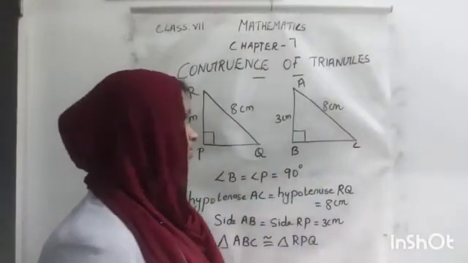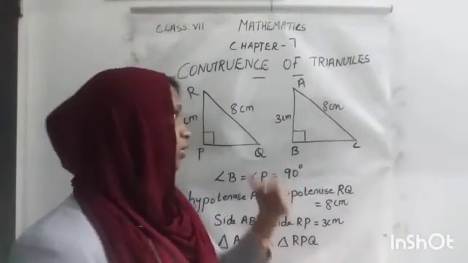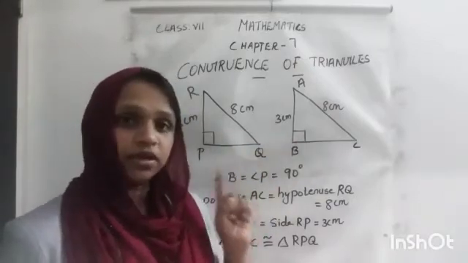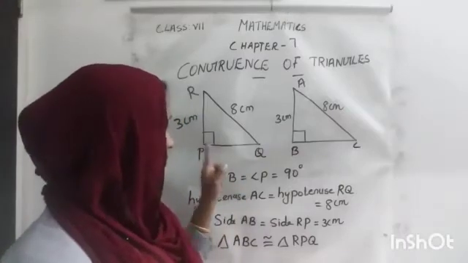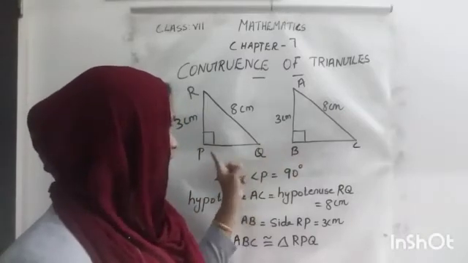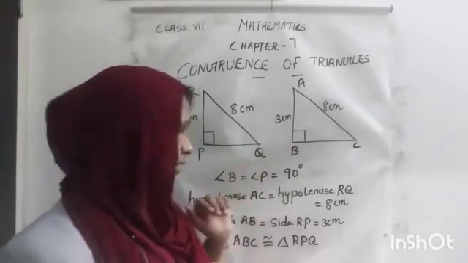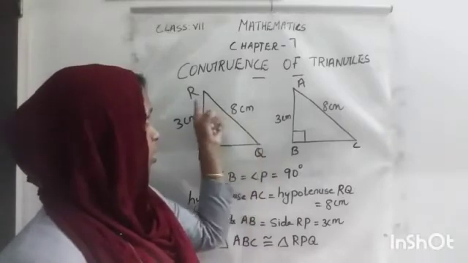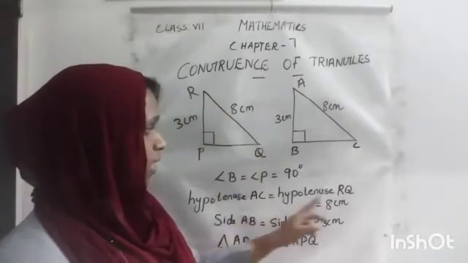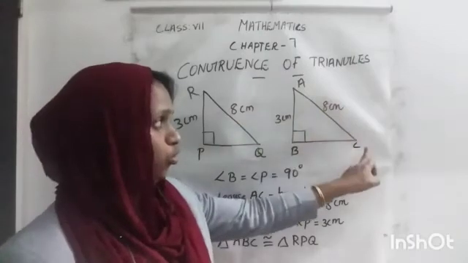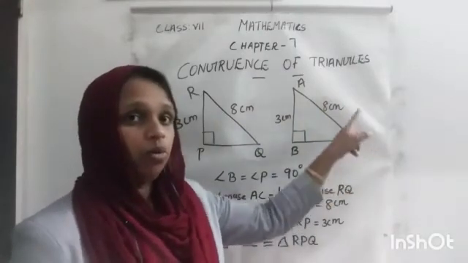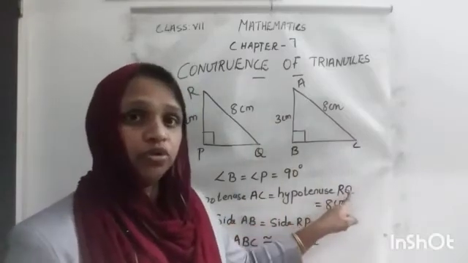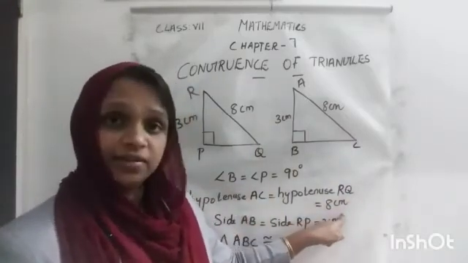Next question. See this, here there are two right triangles. This square means it is a right angle. So here angle B and angle P are 90 degrees. Opposite to this right angle is the hypotenuse. So hypotenuse RQ is 8 centimeters, and here also 8 centimeters. So hypotenuse AC is equal to hypotenuse RQ, 8 centimeters.